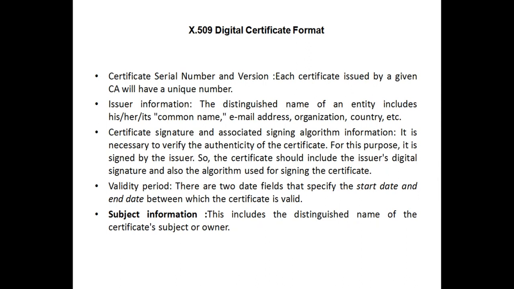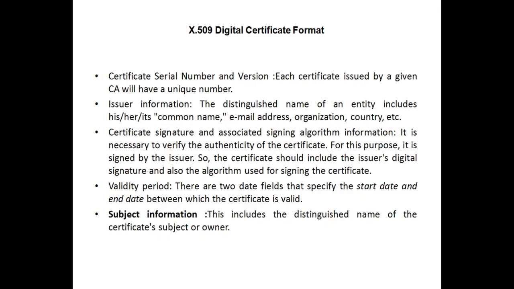So now let's look at a simple digital certificate format, what we have been referring to as X.509. This certificate contains a serial number and version. As students are identified by different university seat numbers and roll numbers, very similarly, digital certificates are also issued serial numbers, and if they are revoked, how many times it has been revoked and all those things will be taken care of by the version. Issuer information: the distinguished name of an entity includes his or her common name, email address, organization and country. So the digital certificate is going to have the basic information of the sender, that is, the issuer information.